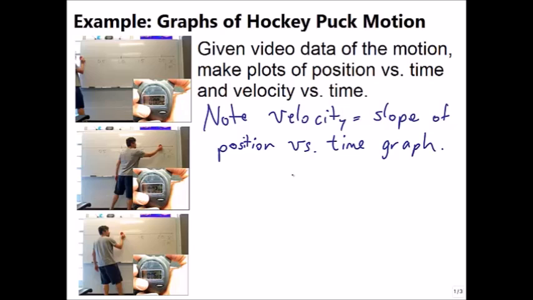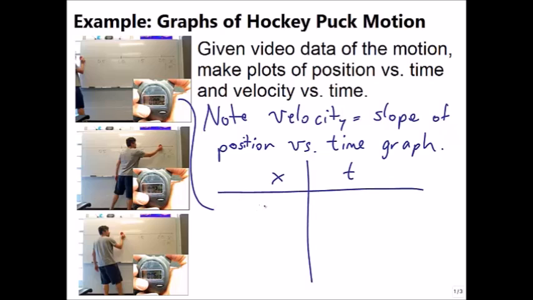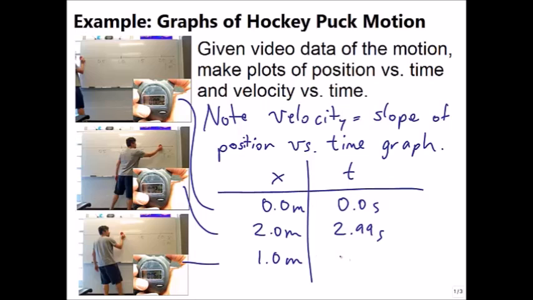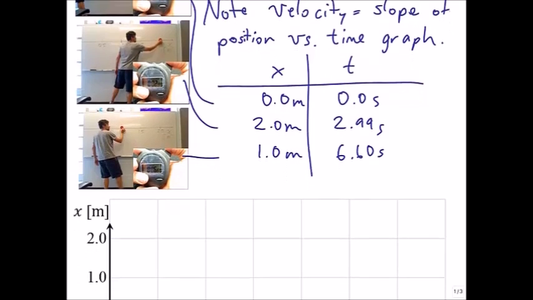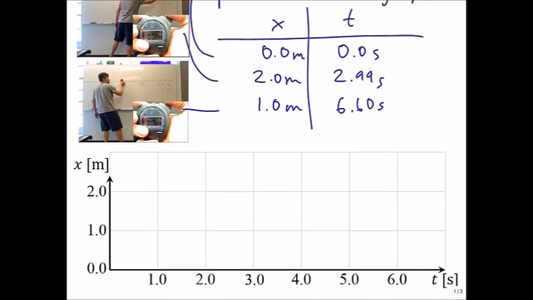So from these data, let's make a table of x and t from the first video clip there. This is at 0.0 meters and 0.0 seconds. From the second one, it's at 2.0 meters and t is equal to 2.99 seconds. And from the third one, we've got x back at 1.0 meters and t at 6.60 seconds. I'm going to assume that the puck was moving at constant velocity in the time intervals between those times.